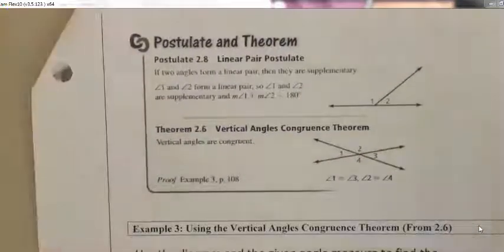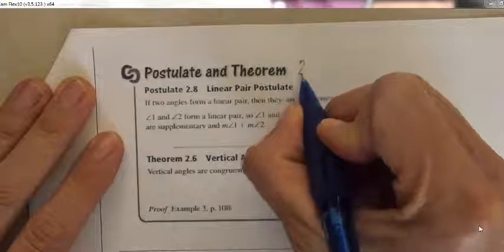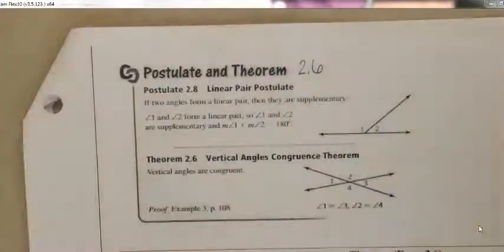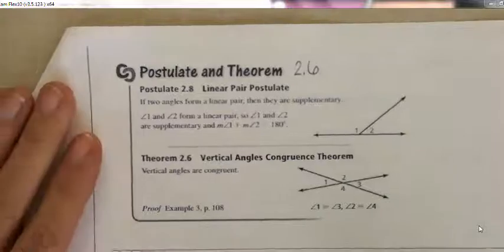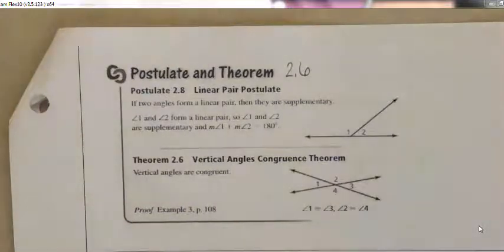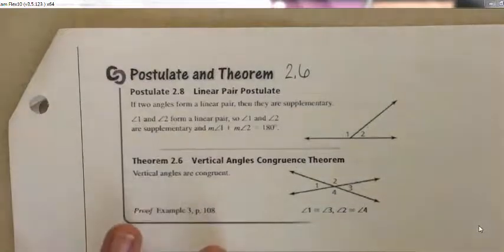All right, these come from section 2.6. I just added them into these notes, and they're quite simple. We've got a couple postulates. Remember, postulates are just things that we accept. And I think that you will understand why we accept these in a minute.